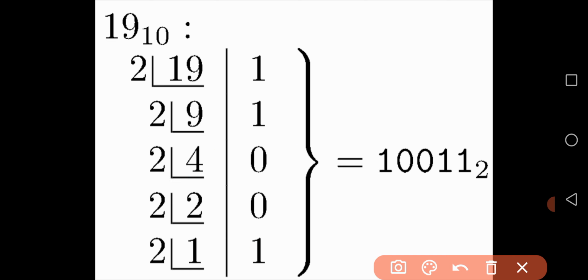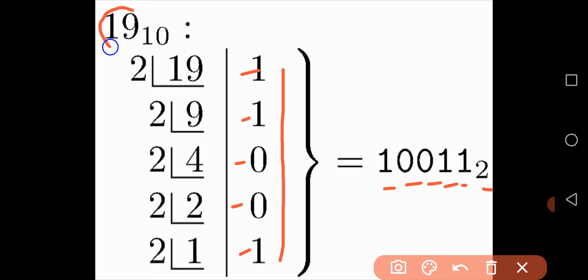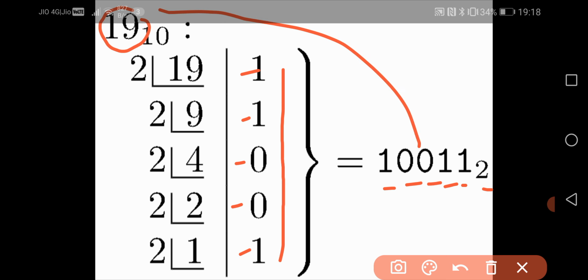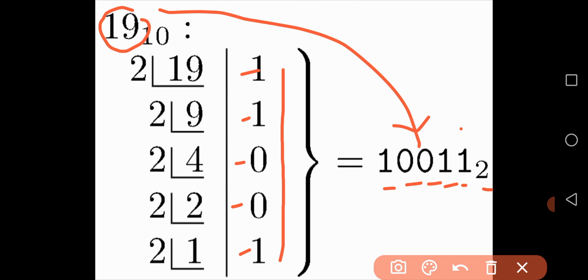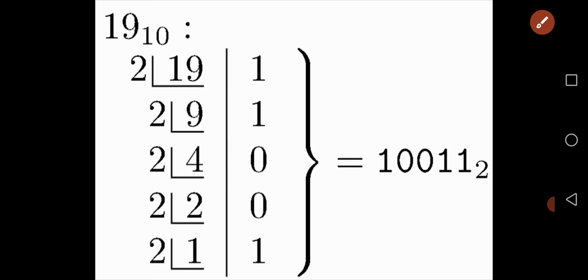Once you have all the divisions complete, you start from the bottom and go up and write all the digits in this fashion. So it is 1 0 0 1 1. You see here 1 0 0 1 1, and then in the subscript you write 2, which is the base of binary. So your number 19 has been converted into the equivalent binary number, which is 10011. In this fashion you can convert any decimal number into the equivalent binary number.